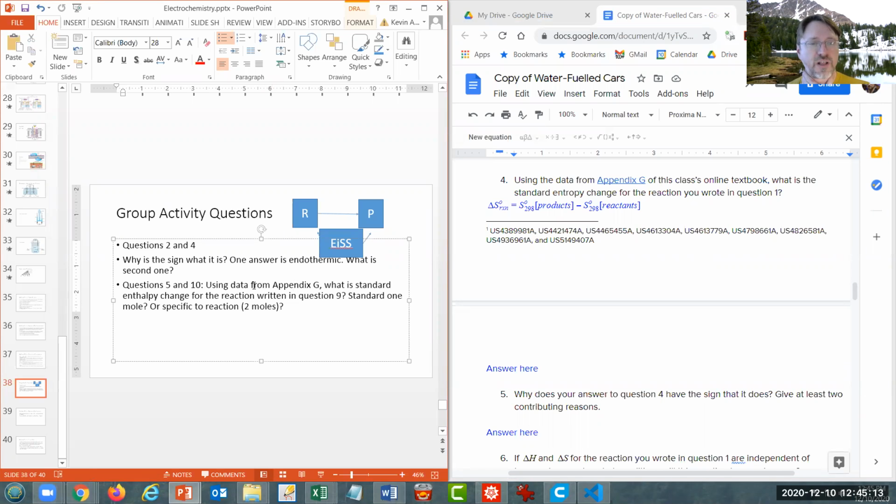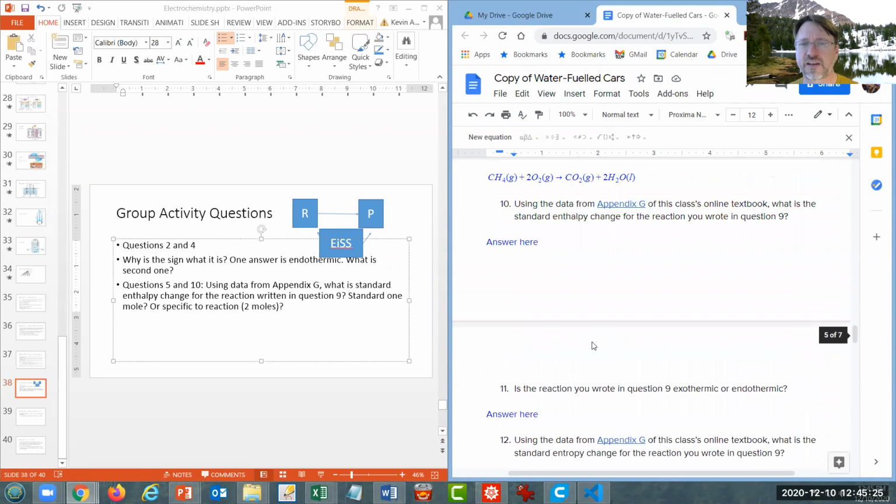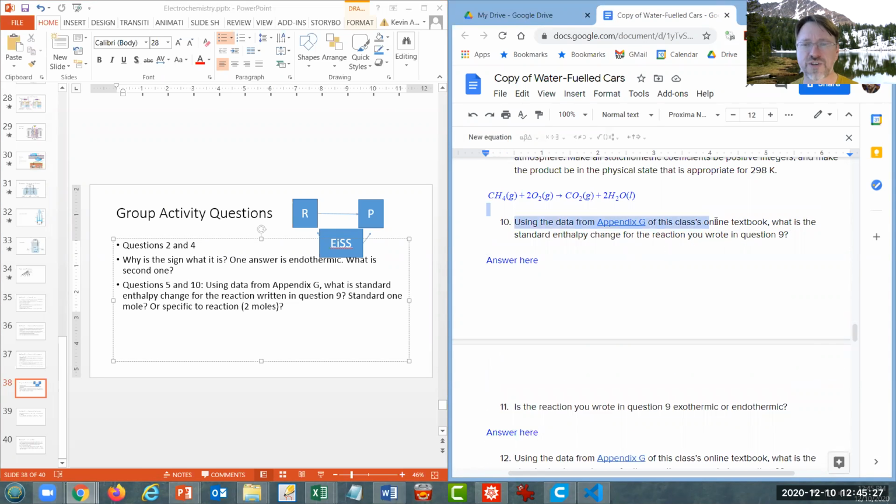So let's see here. I'm a little confused about this question asking about question 5 and 10. Maybe let's just talk about question 10 since we just talked about 5. Using the data in Appendix G, what is the standard enthalpy change for the reaction you wrote in question 9? The question here is, do we mean standard 1 mole or specific to the reaction? I think that's misunderstanding what is meant by standard enthalpy change.